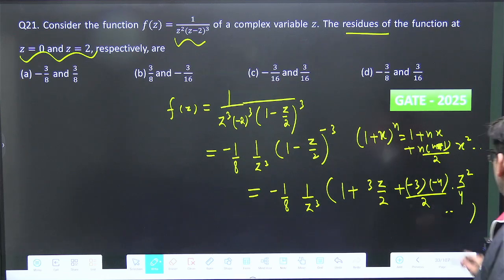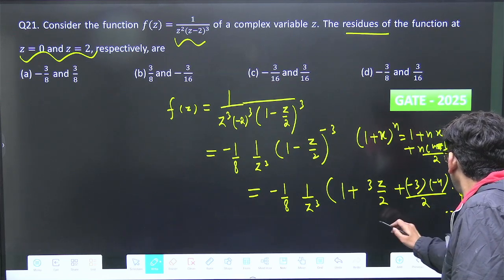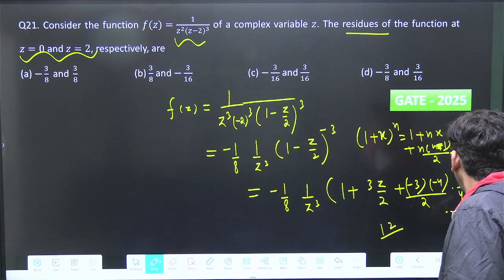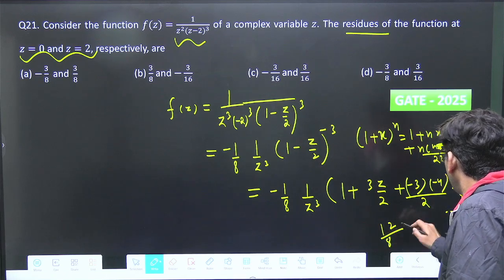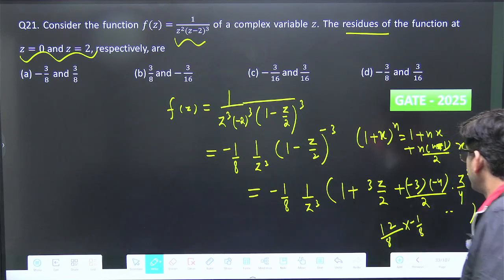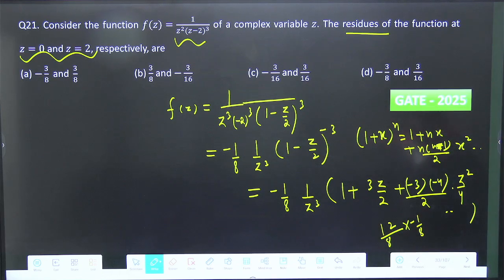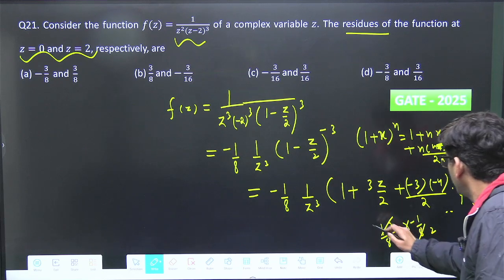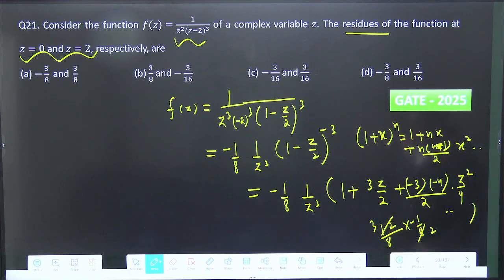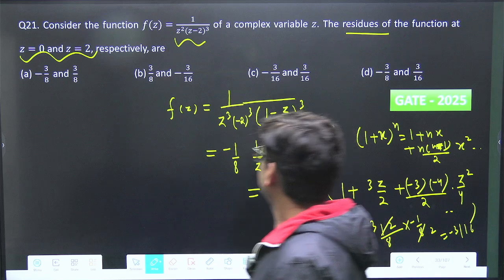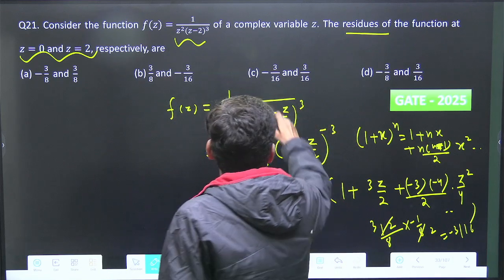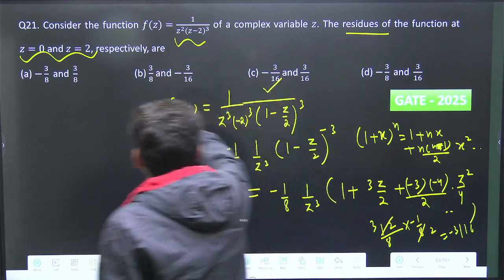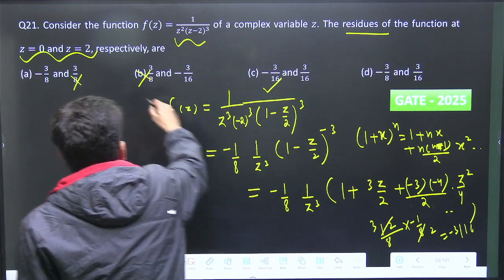So this coefficient is 4 times 3, 12 by 8, into minus 1 by 8, correct? So 4 twos are 8, 4 threes are 12. So it will be minus 3 by 16, right? So the b1 of the Laurent series is minus 3 by 16, which is this. So these options are incorrect.